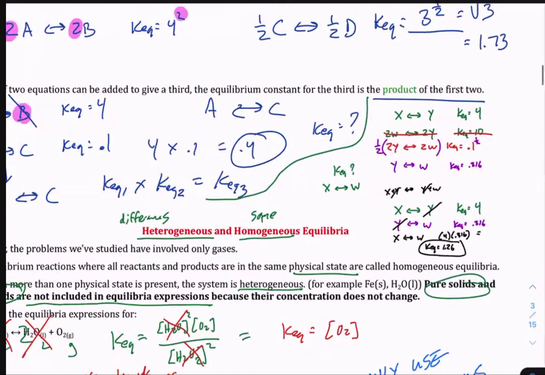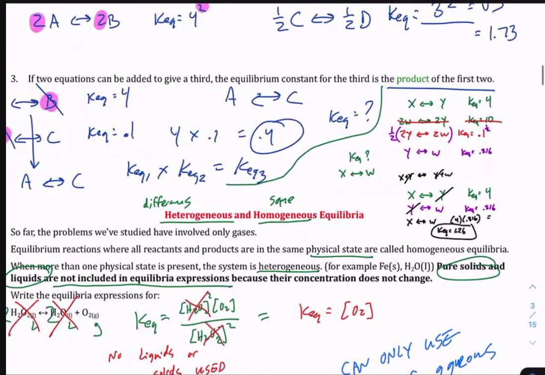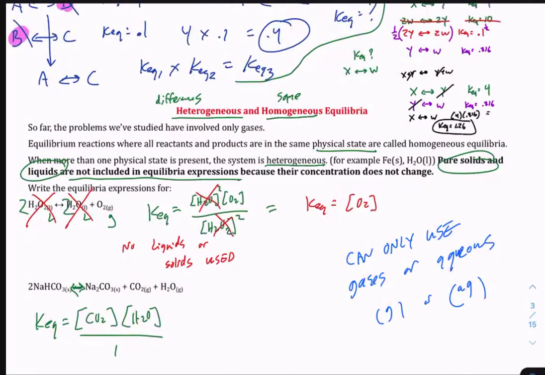Heterogeneous, homogeneous equilibria. So heterogeneous equilibria is when you have more than one state. The main point of stating this is that you cannot use solids and liquids. That is the point you're getting across. Solids and liquids do not have measurable concentrations. Gases, fine. Aqueous, fine.